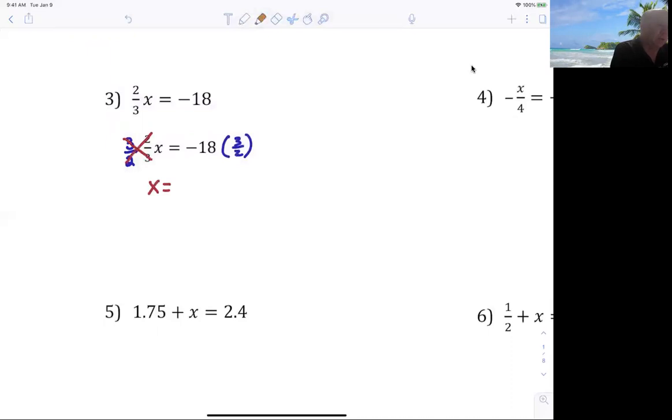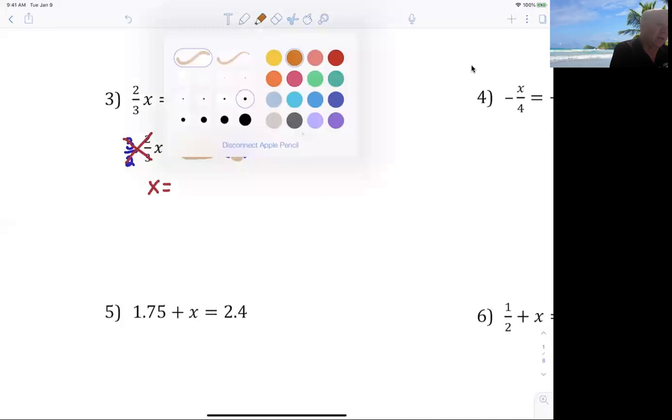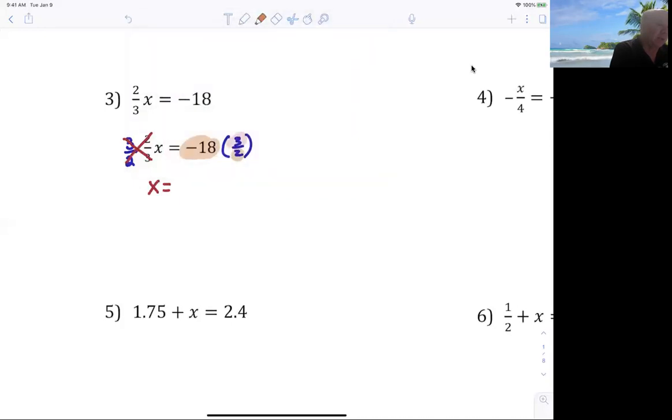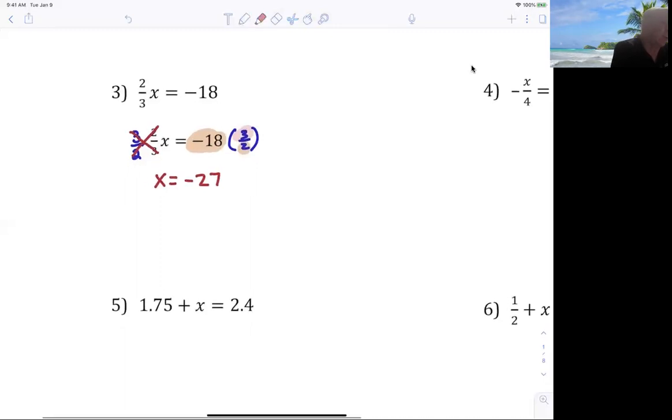Remember, I always taught you to divide first. -18 divided by 2 is -9. And then -9 times 3 equals -27. So anytime you want to undo a multiplying fraction, you multiply by the reciprocal. Don't forget, you're always trying to isolate the variable. That's your job.